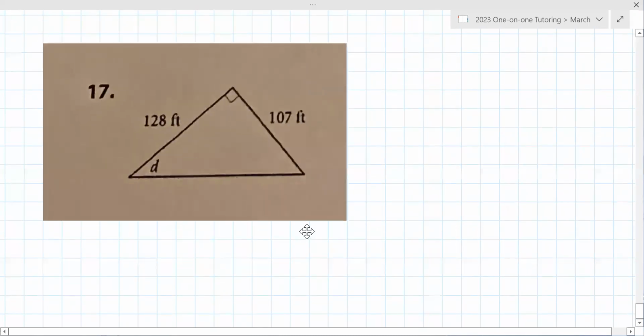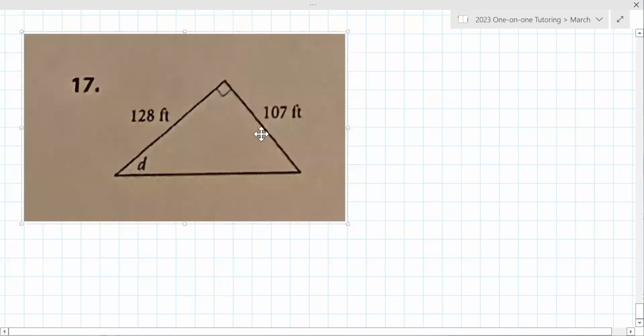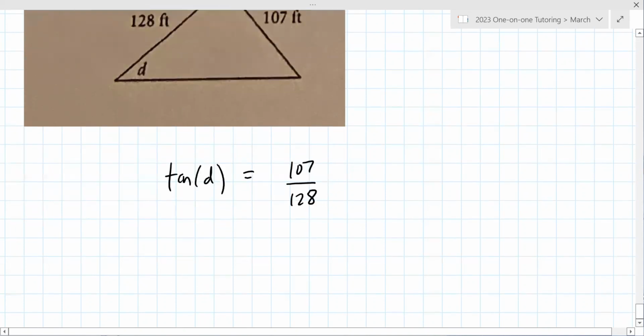So let me really quickly run through this one. Notice this one's giving you two sides, not the angle. So the tangent of D equals 107 over 128. So when you're trying to find an angle, this is when you use the tan inverse that we talked about last time.